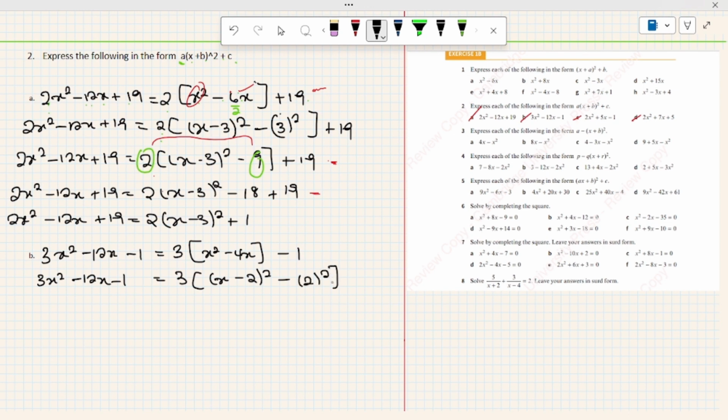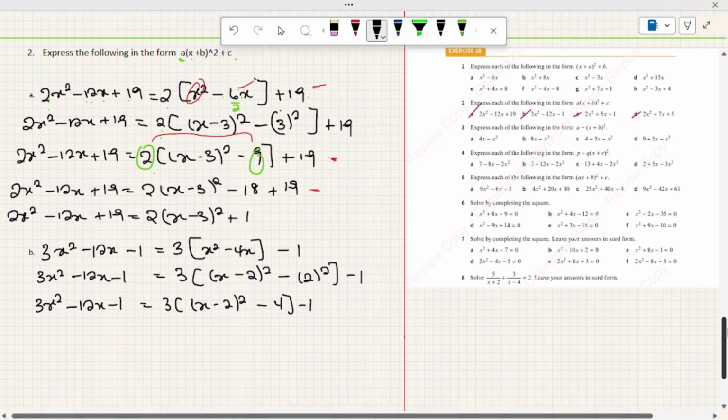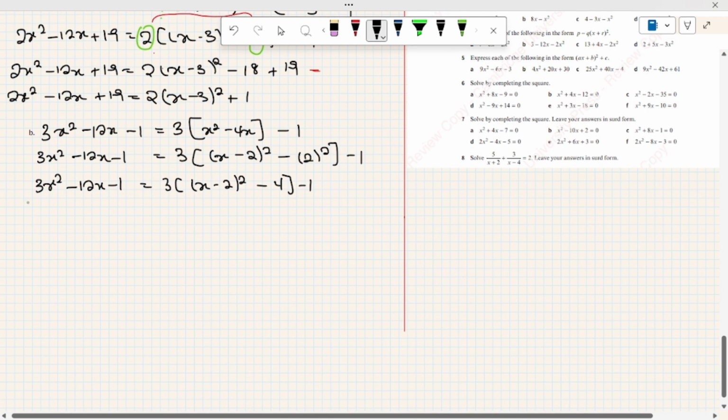Yeah, you see, and then you're gonna say minus 1. And then let's go over to the second question. It's going to be 3x squared minus 12x minus 1 is equal to 3 squared bracket, then x minus 2 squared minus, then 2 squared is going to be 4, right? Squared bracket minus 1, right? And then it's going to be what?